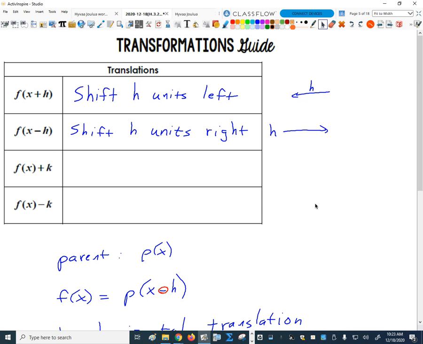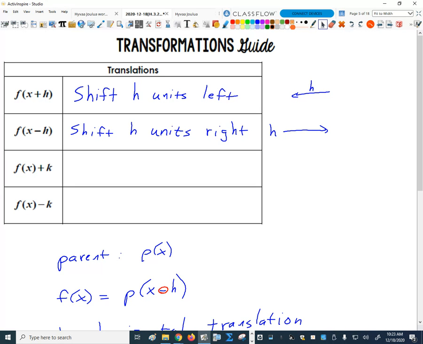Okay, so h is a little confusing. You almost have to think of h as doing the opposite of what the operation seems to be telling you. When I have an x plus a number inside my function, it seems like I ought to go to the right, but no, I'm actually going left because, remember, I'm subtracting the h value from x. When I have an x minus a number, it seems like I ought to go left, but it's the opposite of what I might normally think. I'm going to the right.